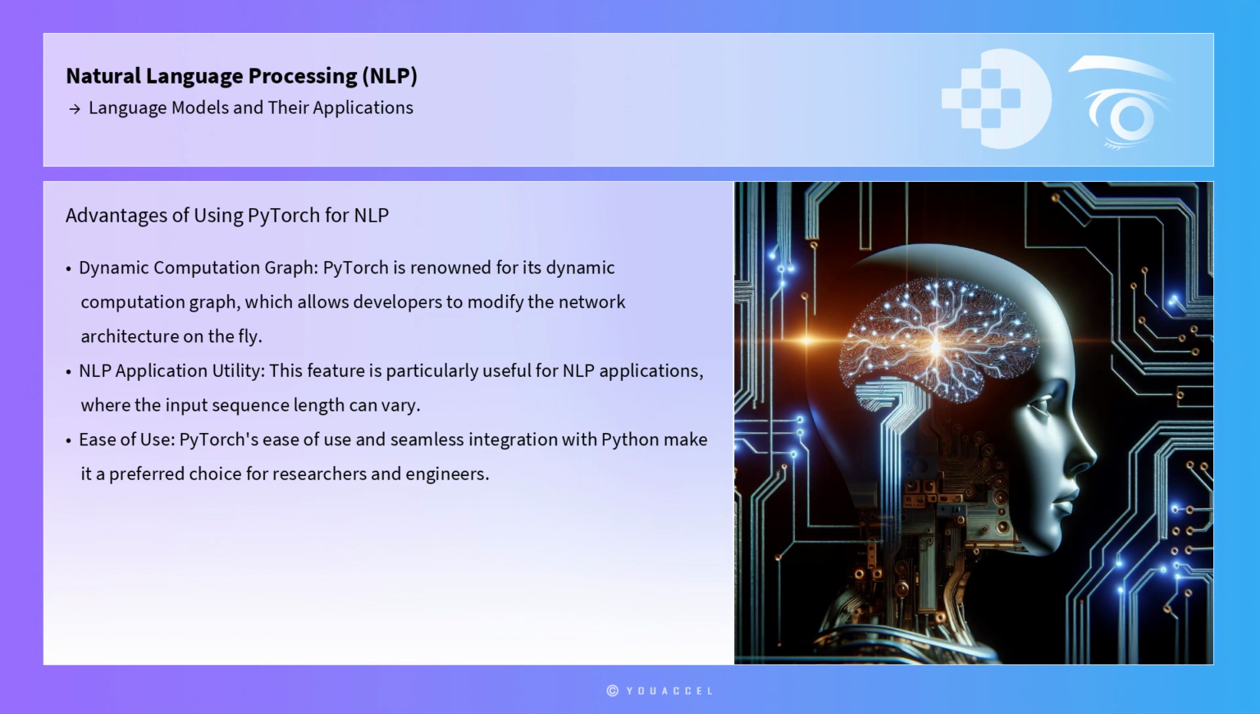Another essential tool in the language modeling toolkit is PyTorch, an open-source machine learning library developed by Facebook's AI Research Lab. PyTorch is renowned for its dynamic computation graph, which allows developers to modify the network architecture on the fly. This feature is particularly useful for NLP applications, where the input sequence length can vary. PyTorch's ease of use and seamless integration with Python make it a preferred choice for researchers and engineers aiming to experiment with and deploy language models quickly.